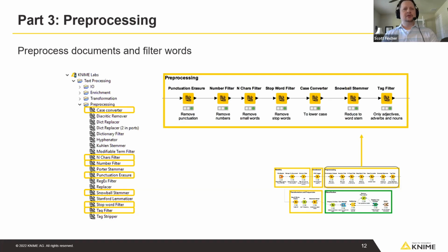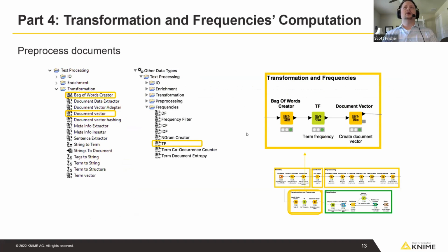Okay, let me keep going here. Step 4, transformation and frequency. So what was the idea here? Converting from human readable text into a mathematical representation. We don't have time in this webinar to go into all the details of bags of words and term frequency. The important one here is the document vector. For our purposes, the document vector is going to take all of these incoming documents, in this case, 2,000 movie reviews, and it's going to take all of the different words across all of those different reviews, what we would call our corpus of reviews, and it's going to create a matrix.